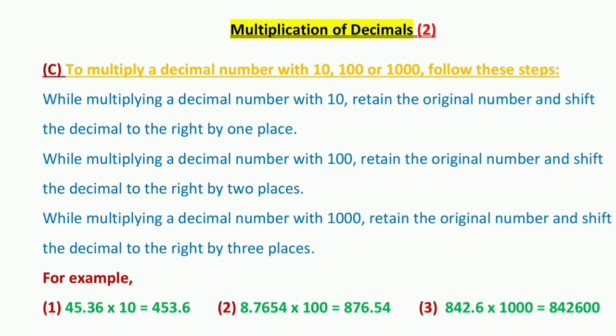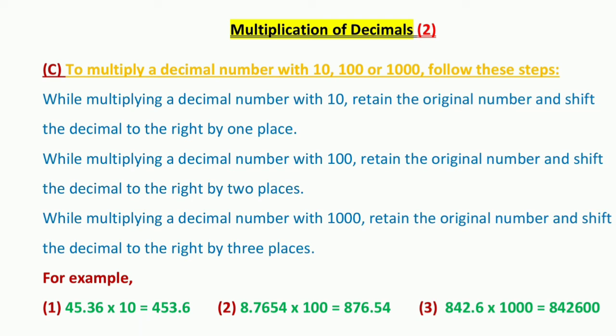Multiplication of decimal, part 2. C. To multiply a decimal number with 10, 100 or 1000, follow these steps. While multiplying a decimal number with 10, retain the original number and shift the decimal to the right by 1 place. While multiplying a decimal number with 100, retain the original number and shift the decimal to the right by 2 places. While multiplying a decimal number with 1000, retain the original number and shift the decimal to the right by 3 places.